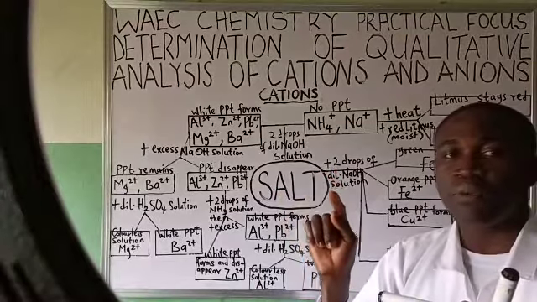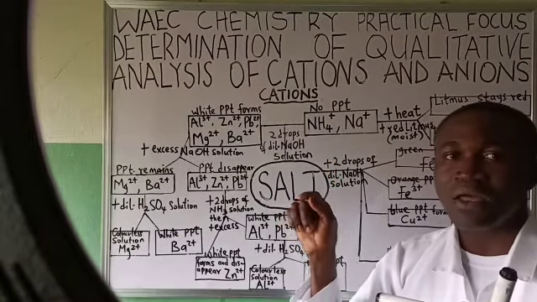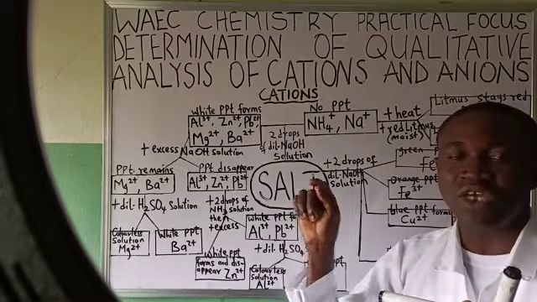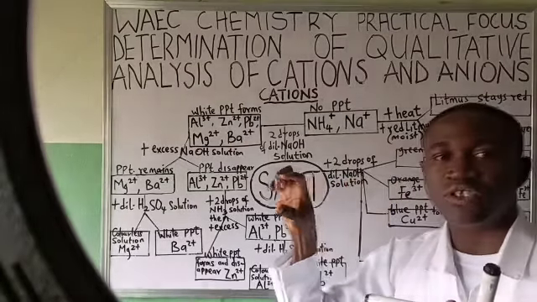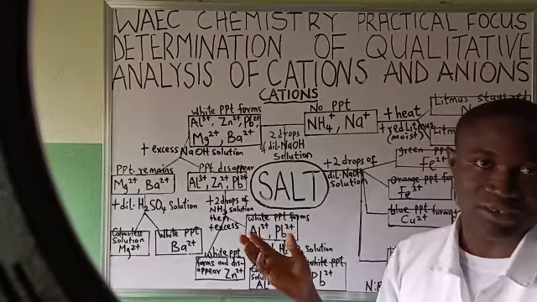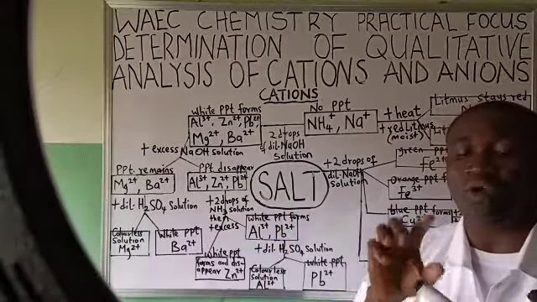Your inference will be iron 2, comma, iron 3, comma, chromium 3, comma. Just list some of the colored salts you know. Say suspected.